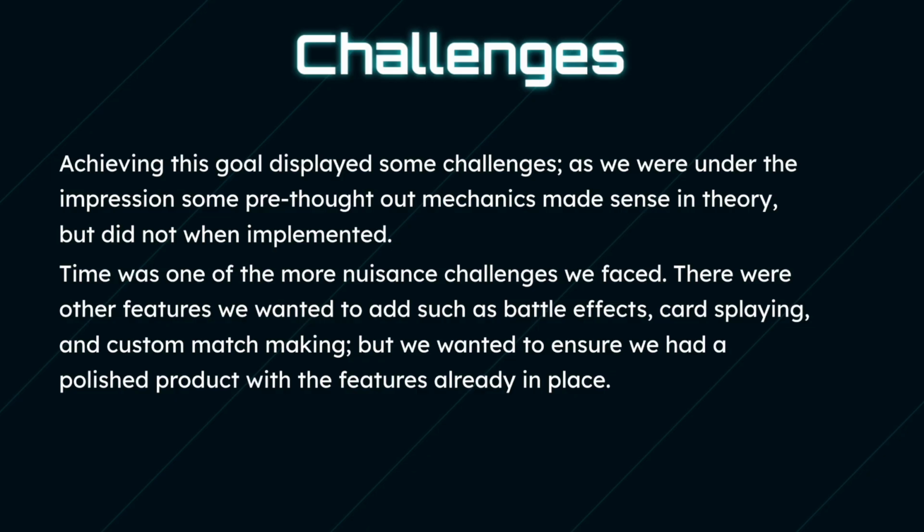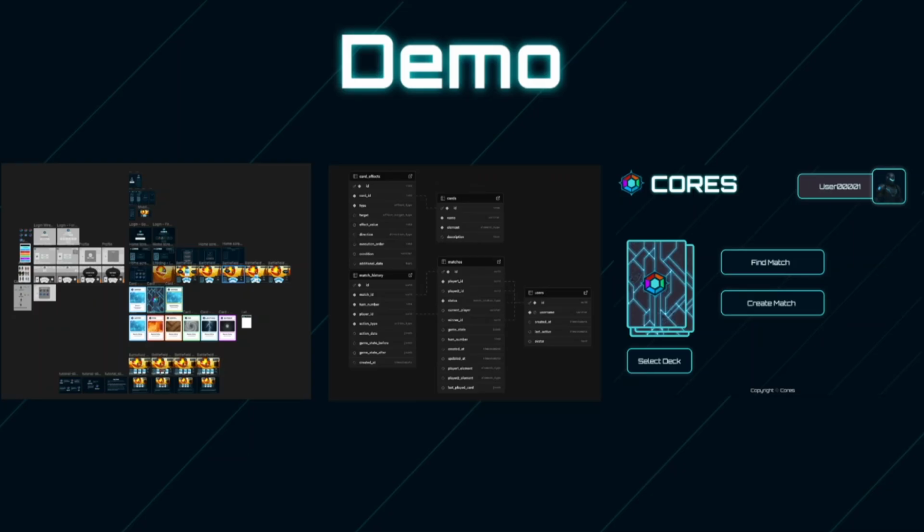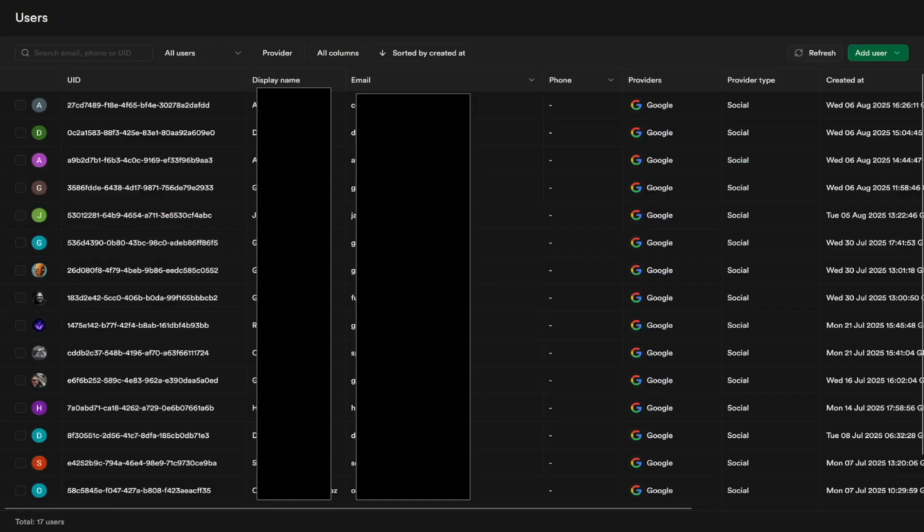Time was one of the more nuanced challenges we faced. There were some features we wanted to add, such as battle effects, cards playing, and custom matchmaking, but we wanted to ensure we had a polished product with features already in place. Next, we will go over our backend on Supabase, our designs on Figma, and finally the demo of our game.